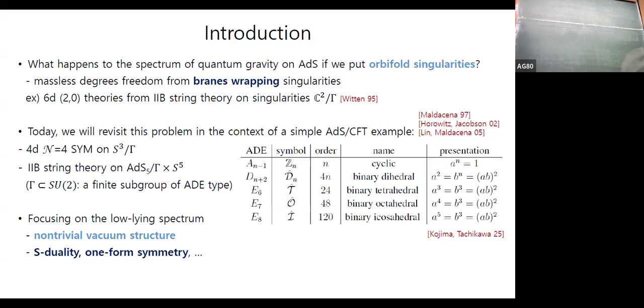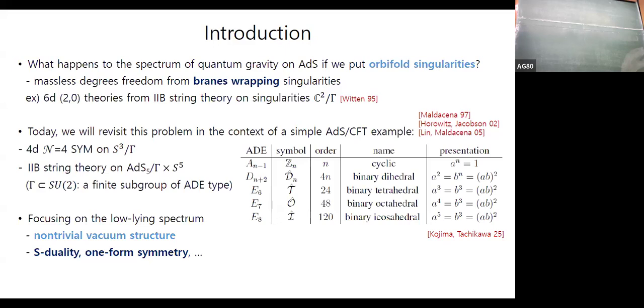In today's talk, gamma is a finite subgroup of SU(2) of ADE type, written as this. For the A type, this is nothing but the cyclic group Zn, and for D and E type, we have the dihedral group, tetrahedral group, octahedral group, and so on. And actually, this kind of setting was first, as far as I know, considered in this paper after the Maldacena paper, and also later revisited by this paper.